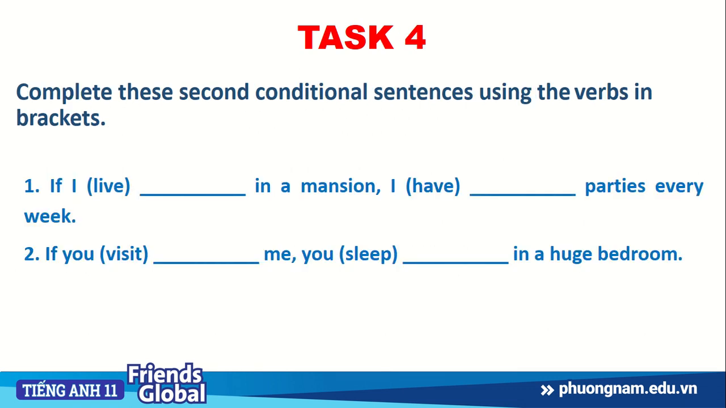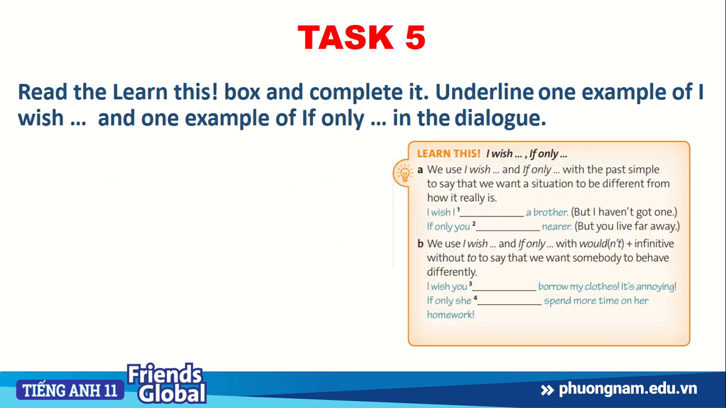Complete these second conditional sentences using the verbs in brackets. Ở đây có hai câu. If I lived, ở dạng ed, I would have parties every week. If you visited me, you would sleep in a huge bedroom.